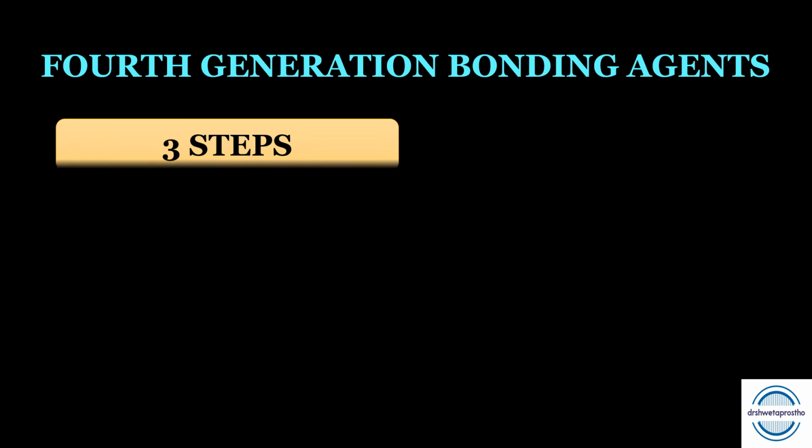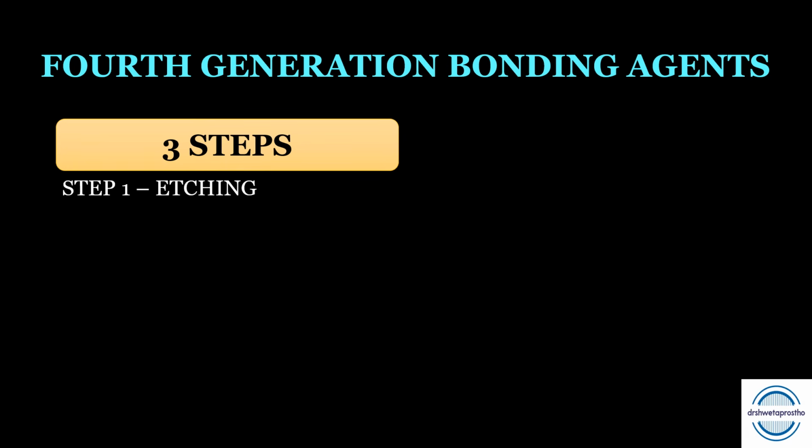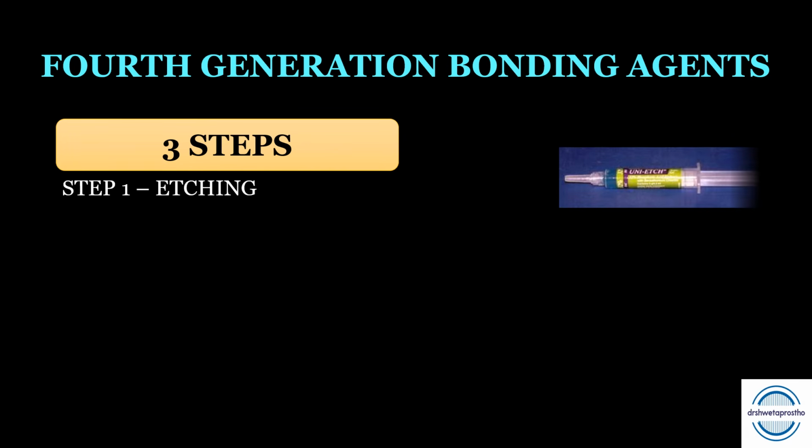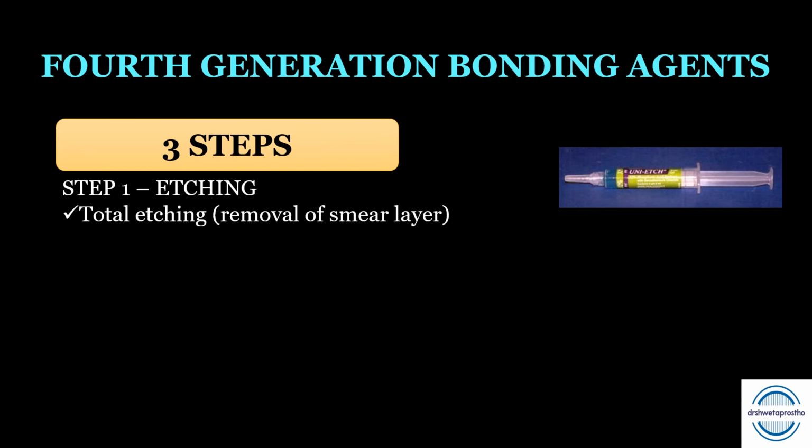So in the fourth generation bonding agents, three steps were followed. First was step 1, etching. Total etching was done, with removal of the smear layer and etching of both the enamel and dentin with the same agent. Phosphoric acid, citric acid or oxalic acid can be used. Second, rinsing the surface. Third, no drying. So the wet bonding concept was introduced here.